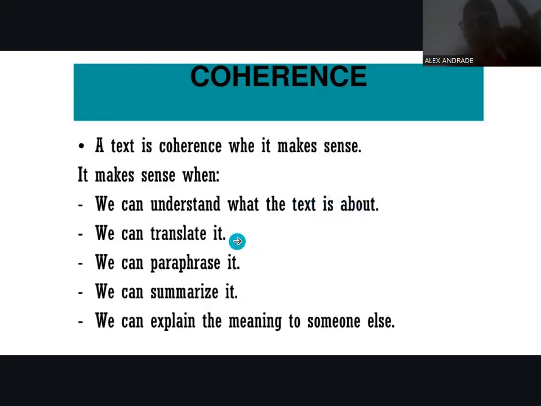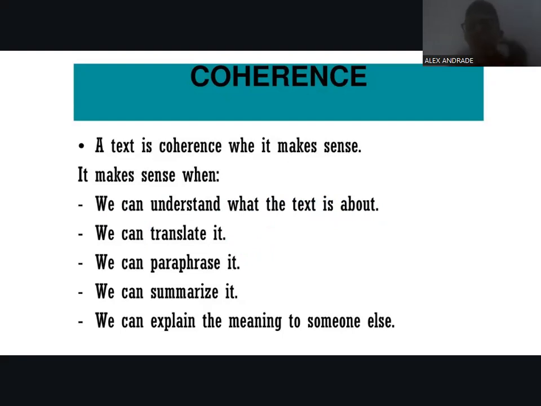When we can translate it, cuando lo podemos traducir, it is coherent. When we can paraphrase it, cuando lo podemos parafrasear, it is coherent. When we can summarize it, cuando lo podemos resumir, it is coherent. And finally, when we can explain the meaning to someone else, right? When I write and I can explain what I wrote to someone else.